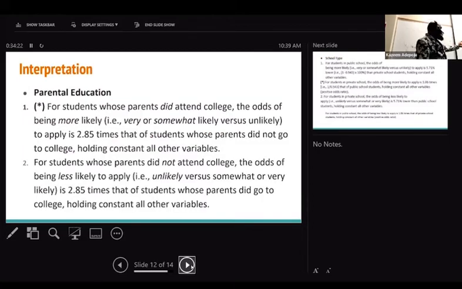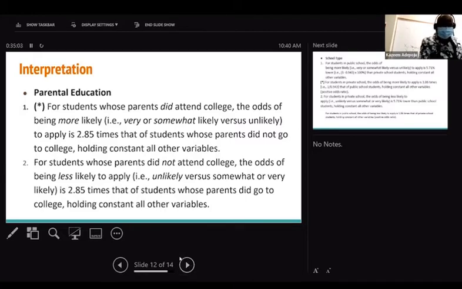And if you want to go the other way around, you can say for students whose parents did not attend college, the odds of being less likely to apply, which is going to be unlikely versus someone very likely, is 2.85 times that of the student whose parent did go to college, holding other variables constant.